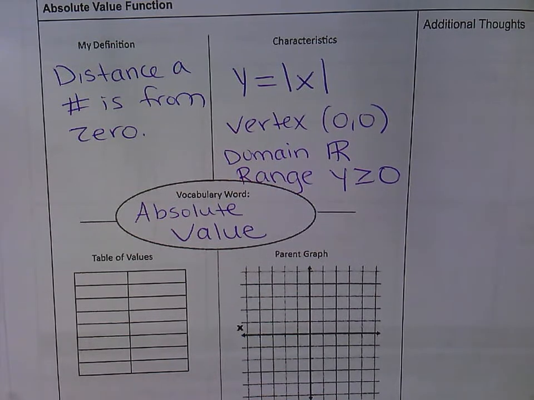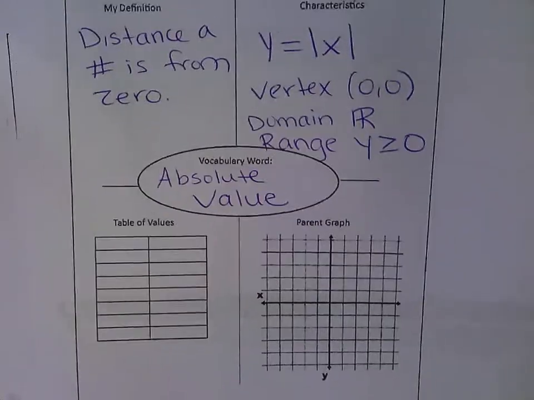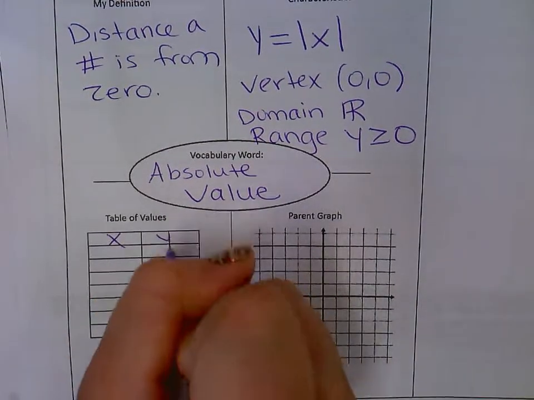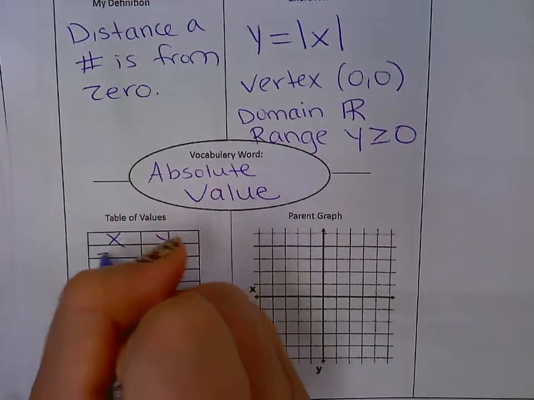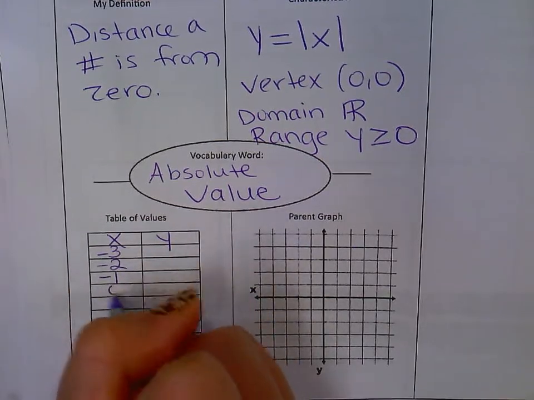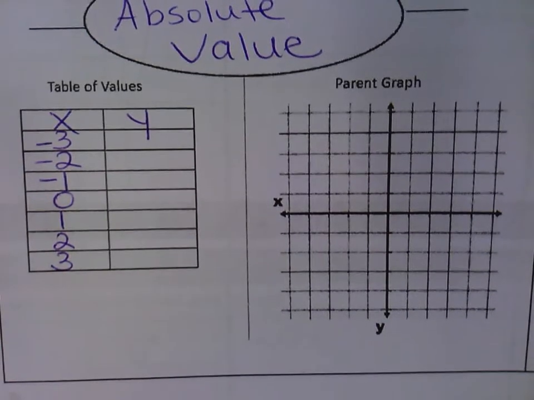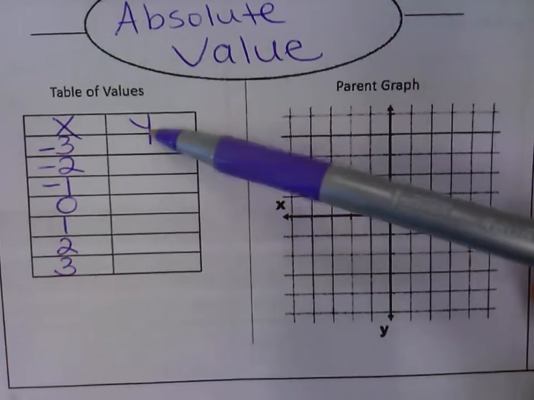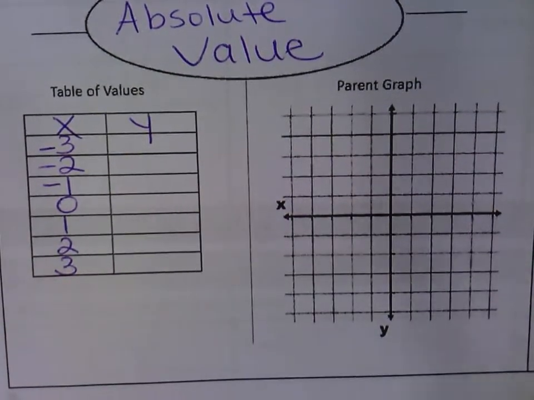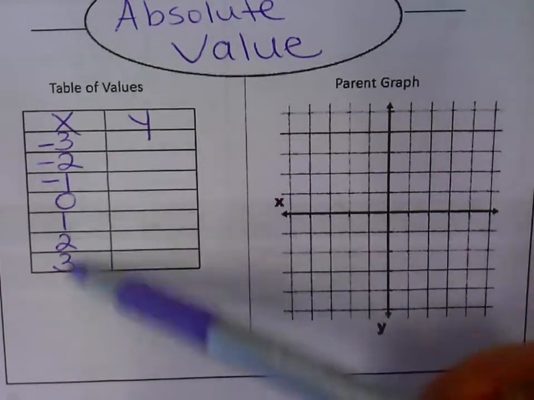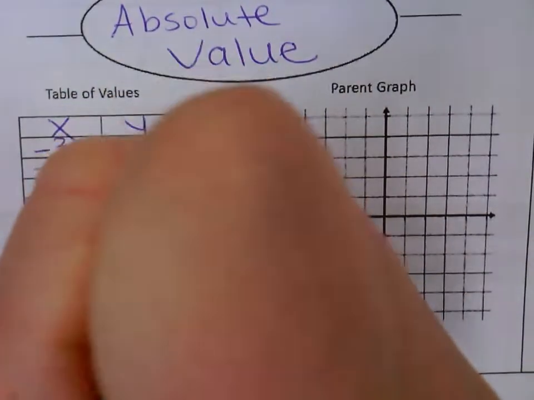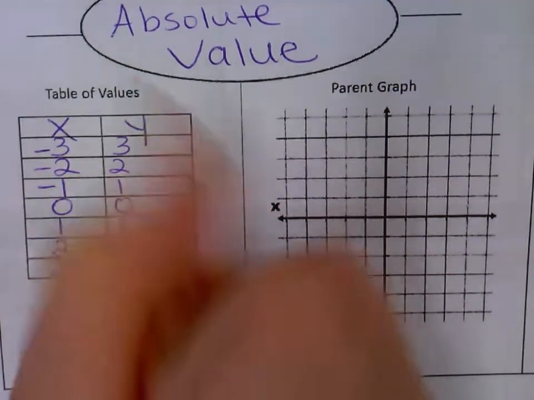Just like linear functions, absolute value is one that I want you to be able to graph by hand without using a calculator. All right, so we're going to make our x, y table. I think we can go from negative 3, negative 2, negative 1, 0, 1, 2, and 3. So what happens to every single one of these y values? They're just going to be the positive of whatever's over here. So 3, 2, 1, 0, 1, 2, 3, they all get to be positive.